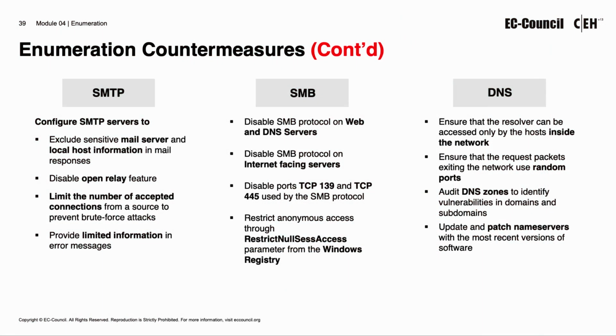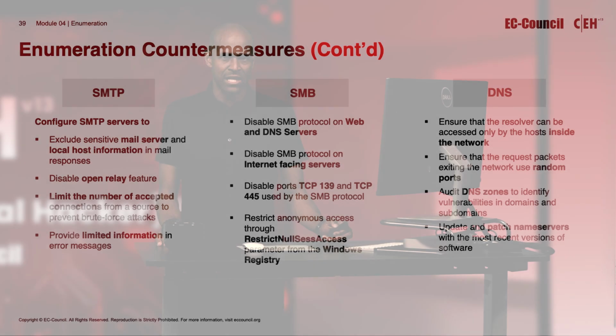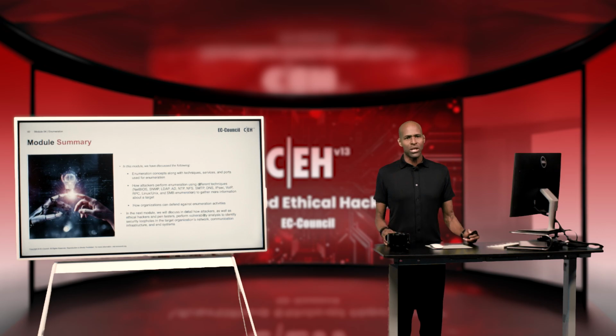For DNS, one of the things you might want to do is random ports. So make sure that when there's a request sent out, it uses random ports, not specifically port 53. And then patch and update your DNS server. So there's a lot we can do to help defend against people enumerating our systems. They're somewhat similar to defenses against scanning.